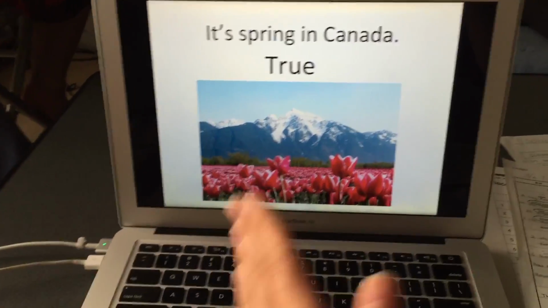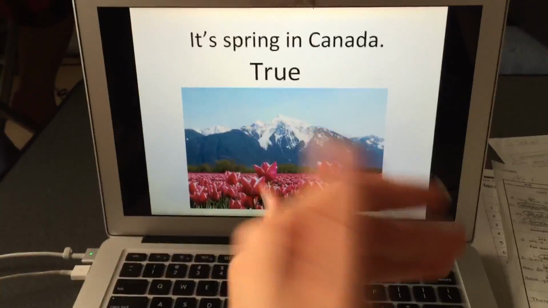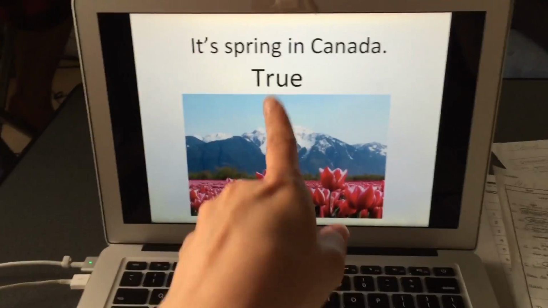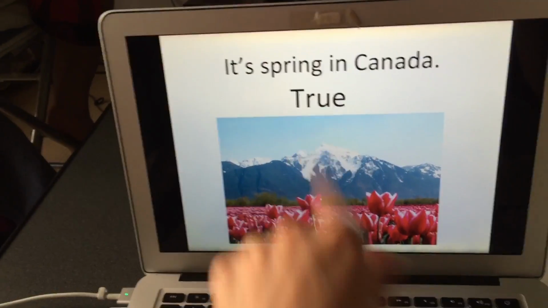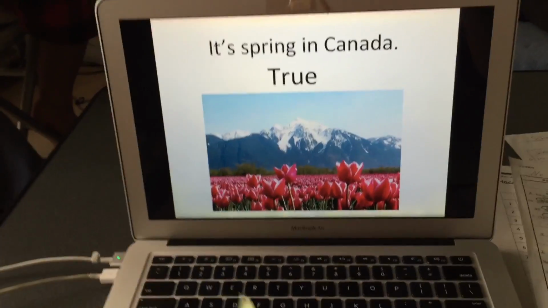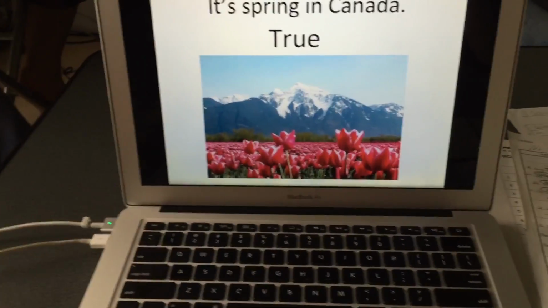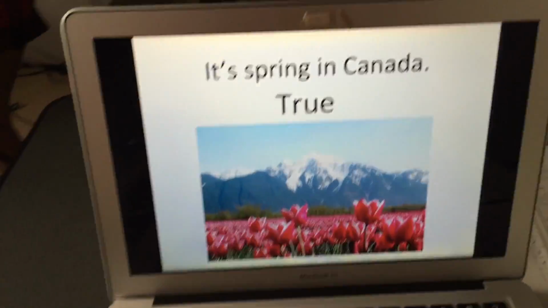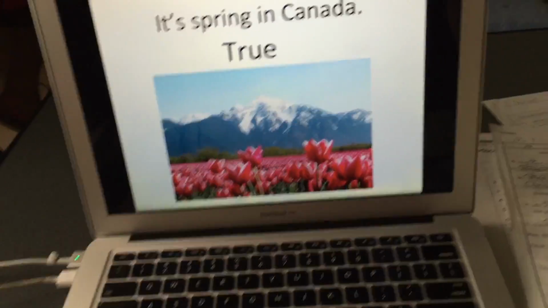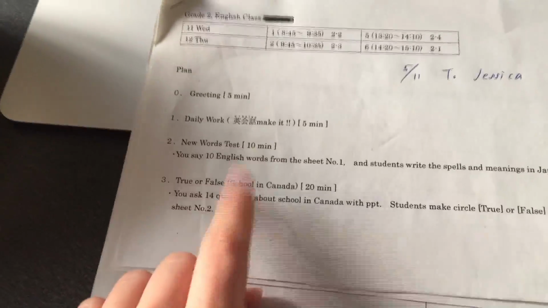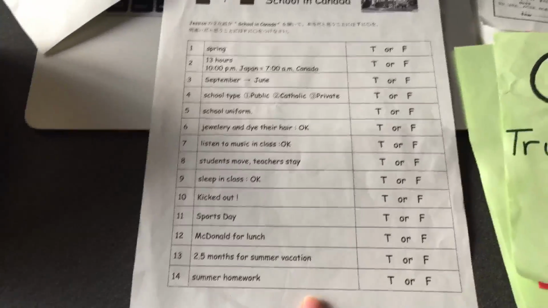So in places like Australia, where the weather is completely swapped, you can really play with the students by telling them that it's false if it's winter in Japan, and then say, oh, it's summer in Australia. The kids would be like, what? So anyways, how we did this though was we gave each student a true-false worksheet.